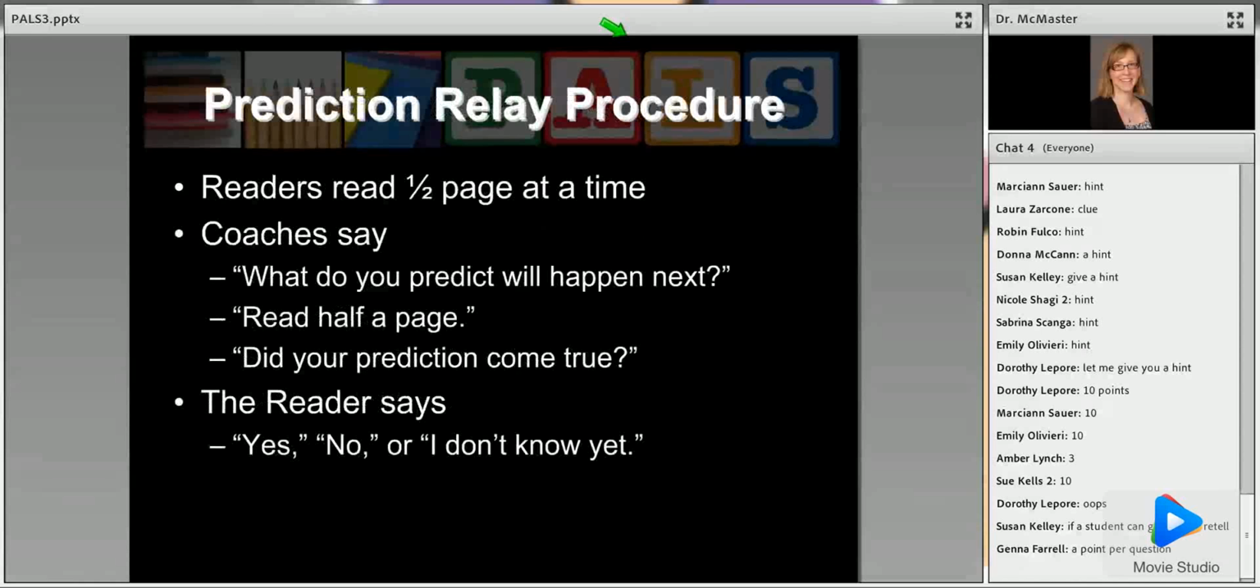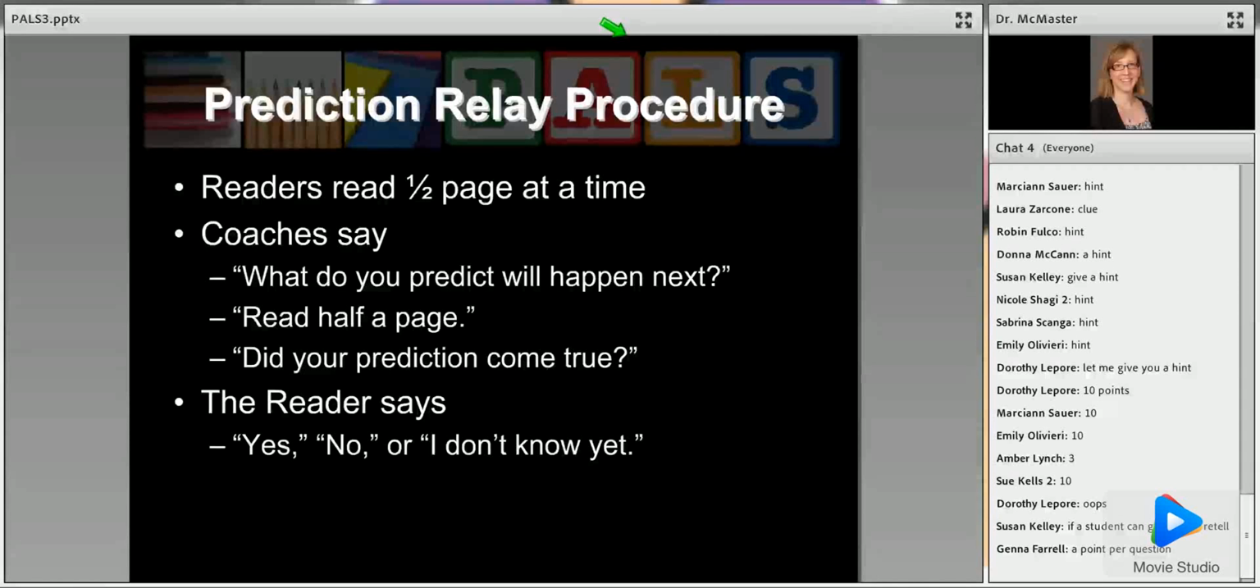So for prediction relay, the procedure is that the reader reads about a half page at a time, and the coach gives several prompts, which again are on the question card. The first prompt they say at the very beginning of the activity. So they say, what do you predict will happen next? And then the reader makes a prediction based on what they've read so far, or they can use pictures that might be in the text. They can use headings in the text if there are headings or titles. But they make a prediction, and then the coach says, read half a page. The reader reads half a page, and then after they do that, the coach says, did your prediction come true?